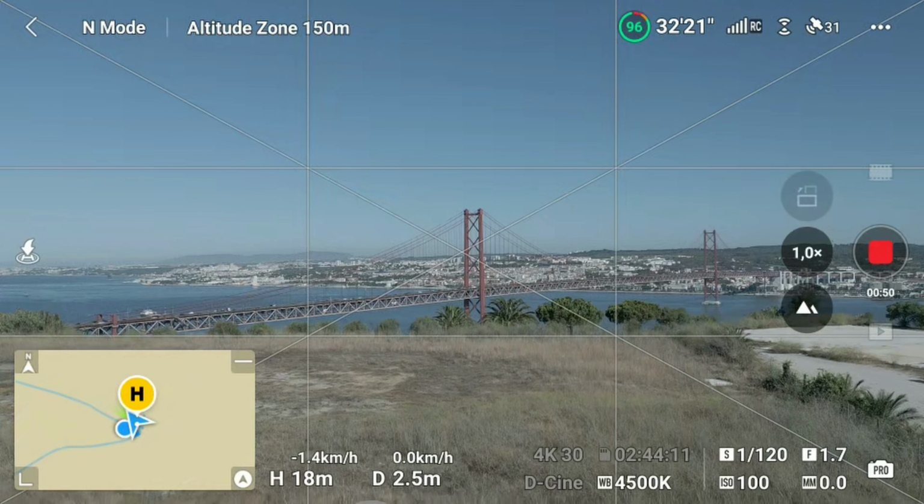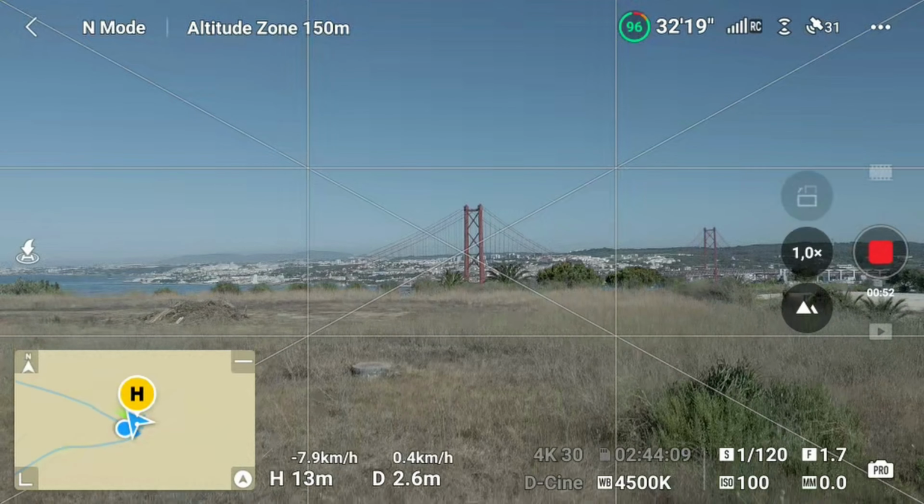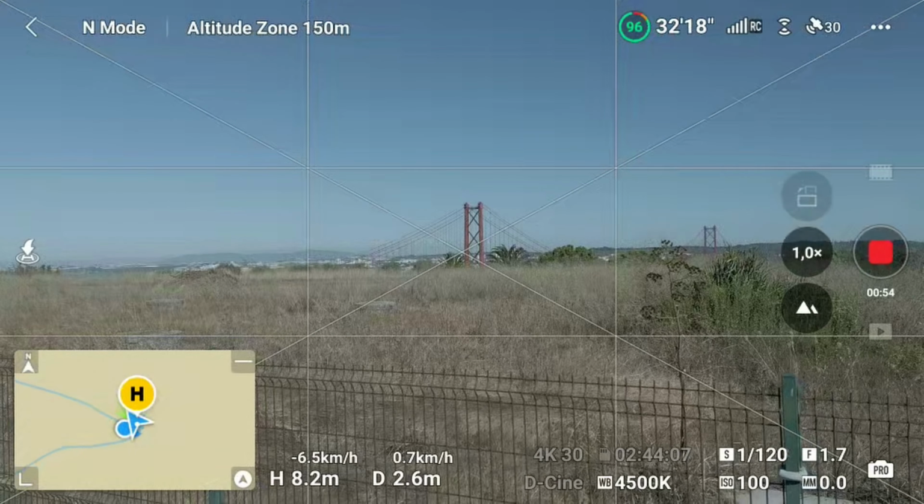For the first shot, we are going to reveal the 25th of April bridge. For this, we just move up and tilt the camera while keeping the bridge in frame.